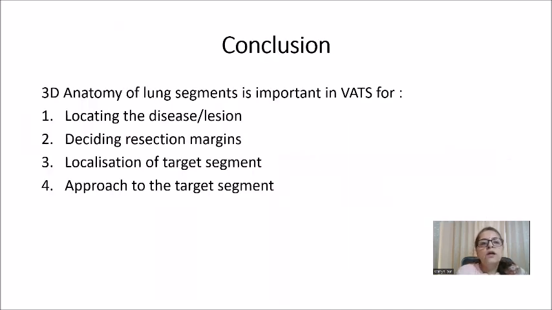Therefore, we conclude that 3D anatomy of the lung segment is important in VATS for not only locating the disease or the lesion, but also for deciding the resection margins, localization of the target segment, and approach to the target segment.